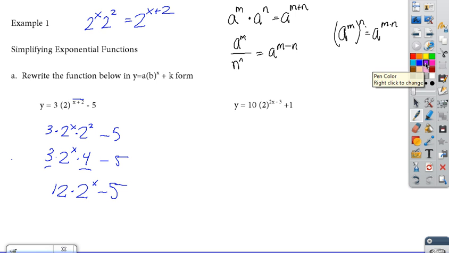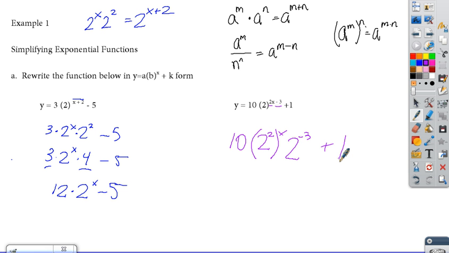All right, so jumping back into another example here, you see that we have a 2x, which is power of powers, and we have a minus 3. So 10, and all I'm going to do with that 2x is bring the 2 into the parentheses and leave the x out. And then I have 2 to the negative third, because it's minus 3, and then plus 1. Okay, so as I start to simplify this, I have 2 squared. I know what that is. That's 4. So 10 times 4 to the x. 2 to the negative third is 1/8. And then I still have plus 1.